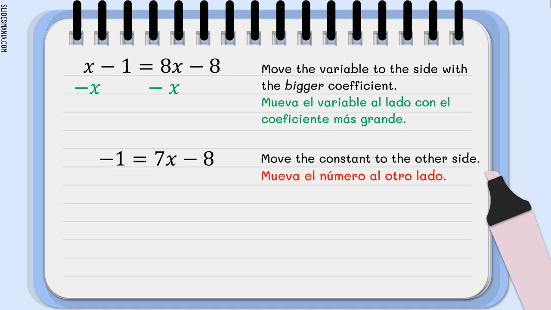Then, move the constant to the other side. Remember, the constant is just the number. Mueva el número al otro lado.